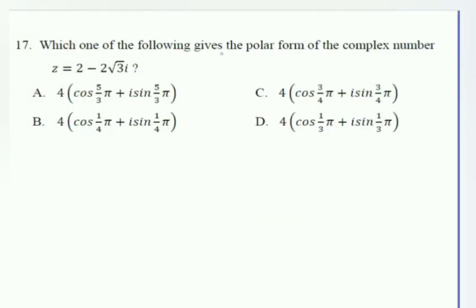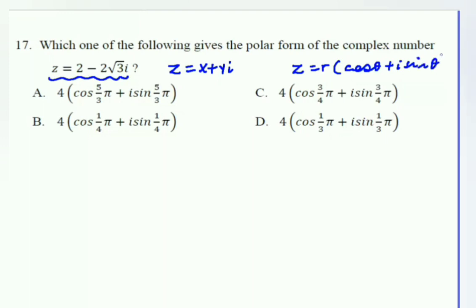Which one of the following gives the polar form of the complex number z = 2 minus 2 radical 3i? This is the Cartesian form of a complex number. Usually z = x + yi is a complex number having the Cartesian form, whereas z = r times (cos theta + i sin theta) is called the polar form of a complex number.